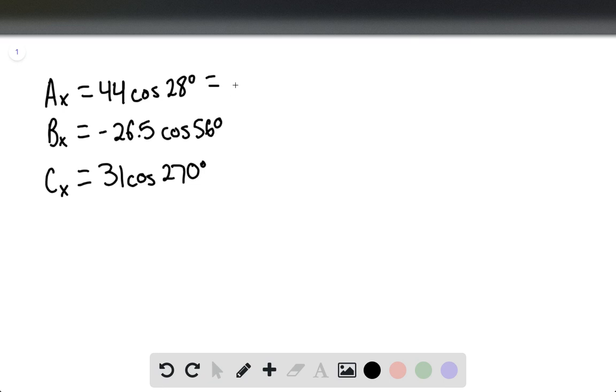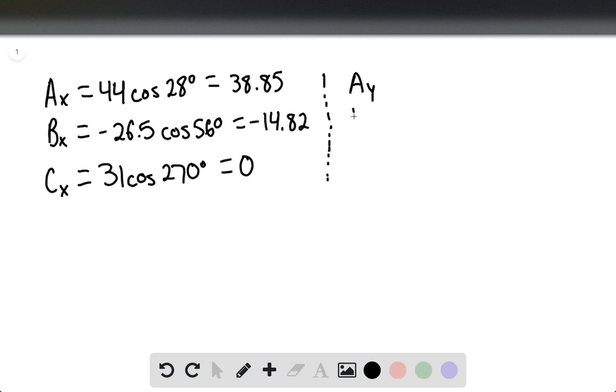So we have 38.85, and then we have negative 14.82, and then we have 0. Let's separate this. So now we have a sub y, b sub y, c sub y.